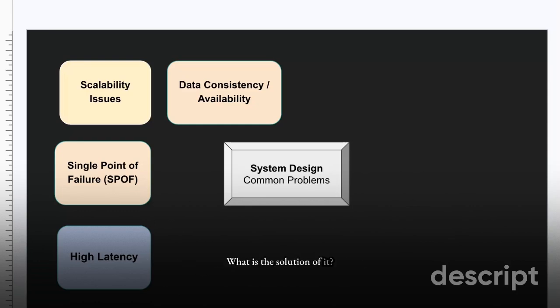What is the solution to it? For banking applications, prefer strong consistency, ACID transactions. For social media feeds, eventual consistency is also fine, like NoSQL databases. Choose databases accordingly: SQL for consistency, meaning the relational database, and NoSQL for availability.